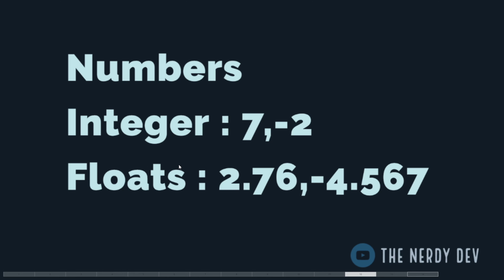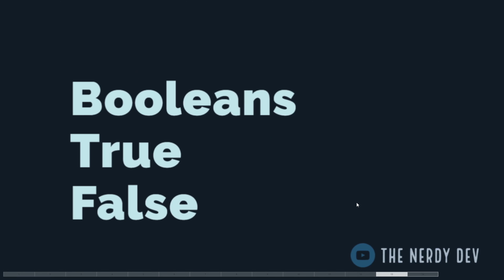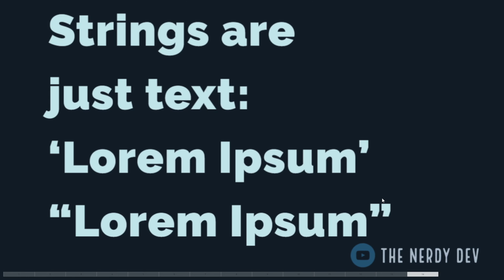So now let us go briefly over booleans. Now booleans are used for conditional statements. It can take two values, true and false. Then we have strings, and strings are just like normal text or normal sentences wrapped within double quotes or single quotes. As an example, lorem ipsum wrapped within single quotes, and lorem ipsum wrapped within double quotes. So these are examples for strings.